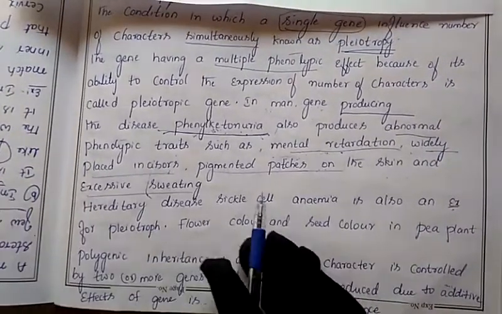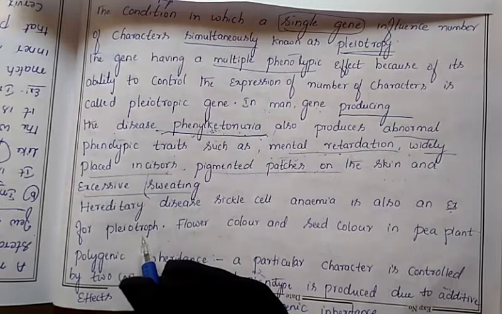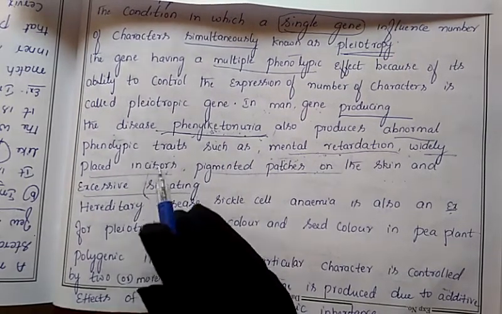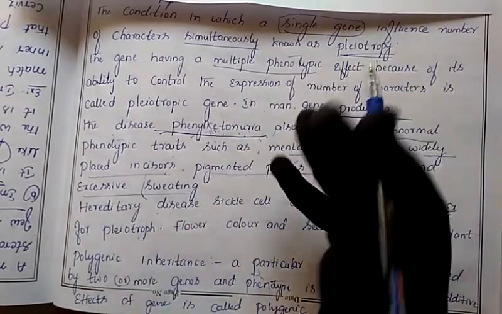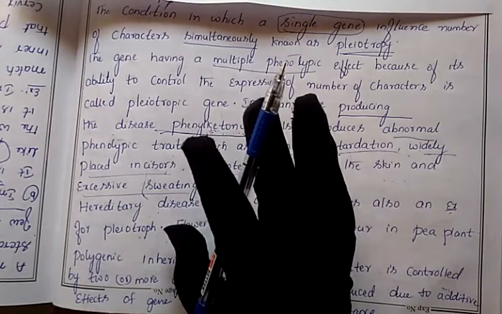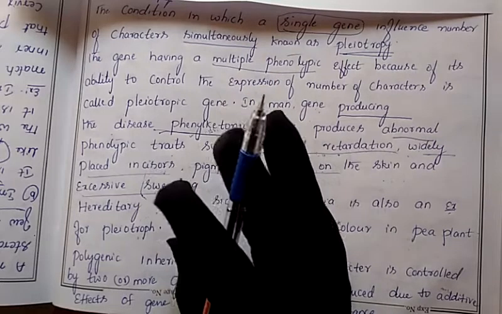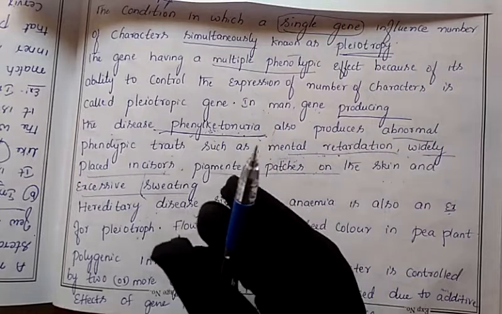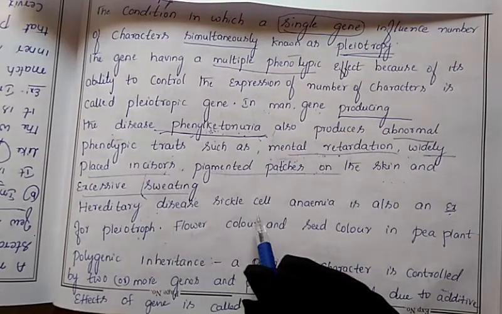Next, hereditary diseases like sickle cell anemia are also an example of pleiotropy. Hereditary diseases are diseases that may be easily transmitted from parents to the offspring. We can't say that all diseases are hereditary. All diseases will not get transmitted from parents to the offspring, only some. If it is present in the parent's body, it will definitely be transmitted to the offspring also. So hereditary diseases like sickle cell anemia.